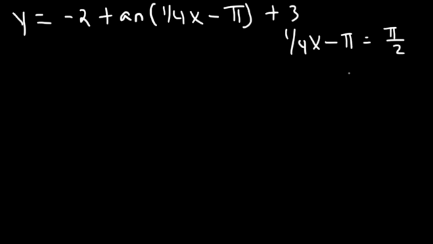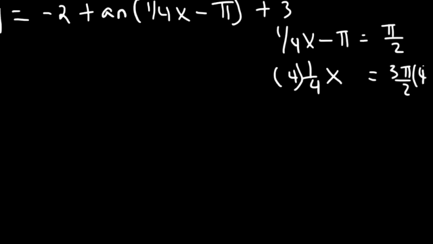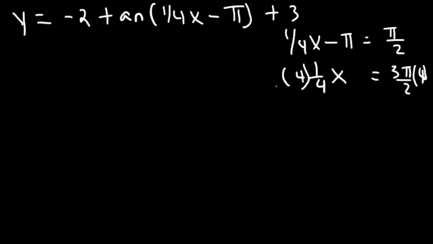So if we add pi to both sides, pi over 2 plus pi, which is pi over 2 plus 2 pi over 2, that's 3 pi over 2. And that's equal to 1/4 times x. So now I'm going to multiply both sides by 4. 4 times 1/4 is simply 1, so we get x. 4 times 3 is 12, divided by 2 is 6. So the first vertical asymptote is at 6 pi.